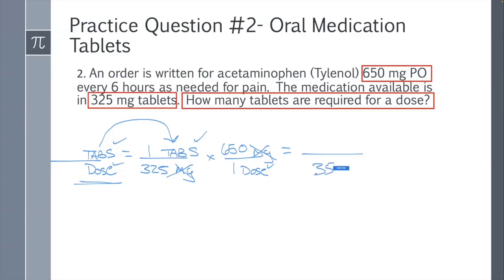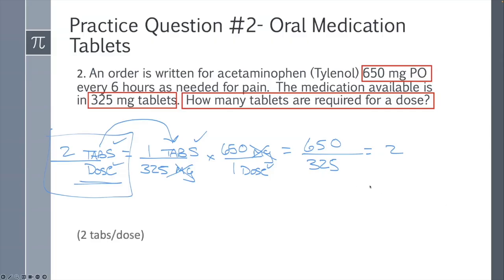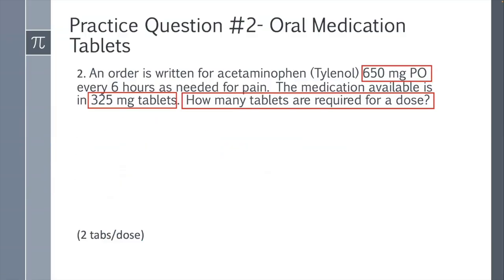325 times 1 is 325. 650 times 1 is 650. I was doing that math in my head, and that's not going to come out right. Maybe I should use the calculator too. Okay, 325 times 1, and over, 650 divided by 325. Again, it's going to be 2 tabs per dose. Just in case you didn't believe me, there's an answer key. All right. Let's close those out. Let's do another one.